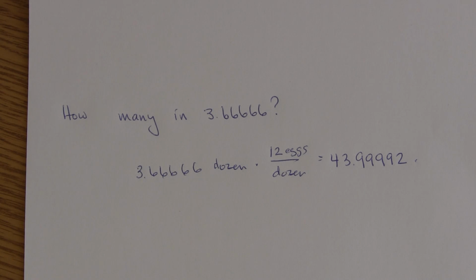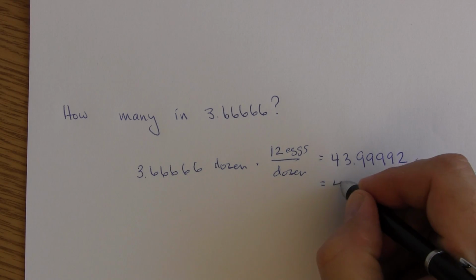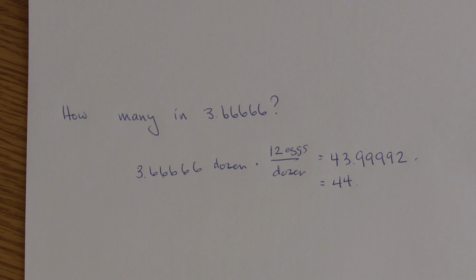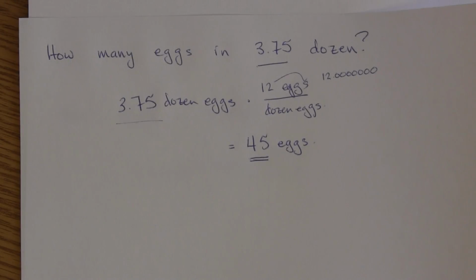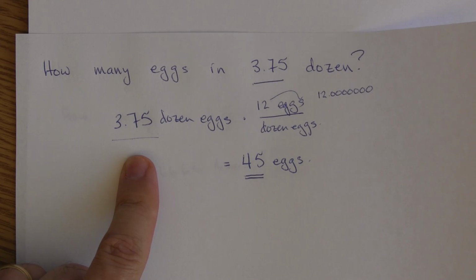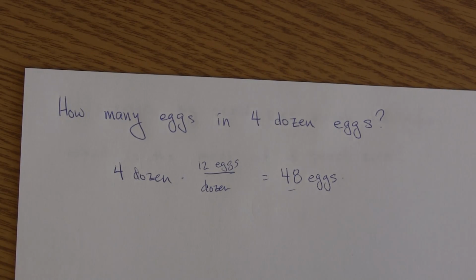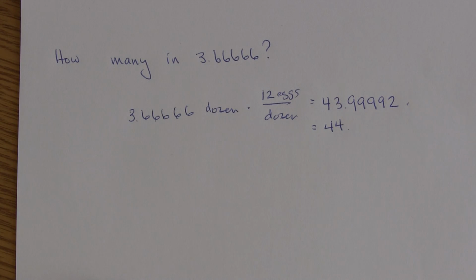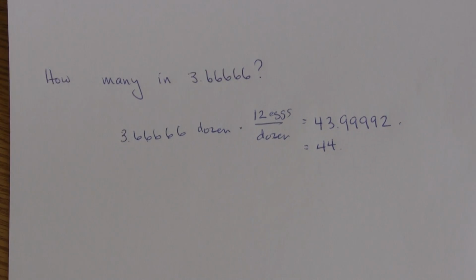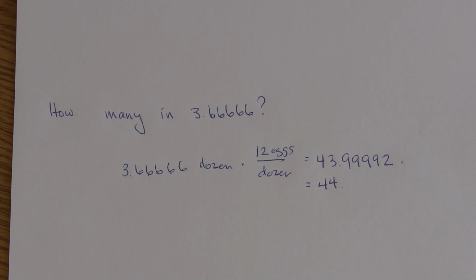Now in this case, I can't have 0.9992 of an egg. I know that I either have 42 or 43 or 44 eggs. And so we will choose the most obvious answer of 44 eggs. So it's interesting that in this case, whether it appears that I have 3 significant figures, 1 significant figure, or many more significant figures, if we're dealing with countable objects, we consider that we have infinite significant figures.